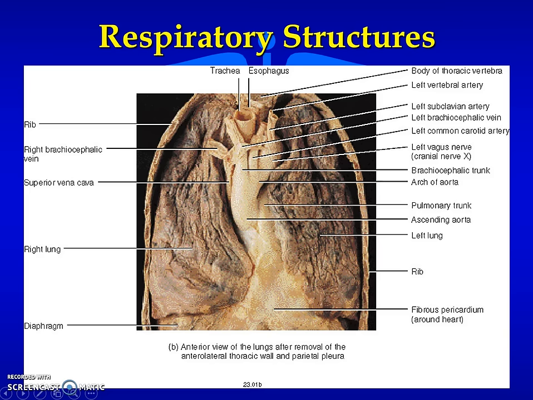So the respiratory structures, again, this is just an anterior view of the lungs. So you have the right lung, left lung. These are a lot of the arteries and veins coming off of the heart. And then down on the bottom is our diaphragm.